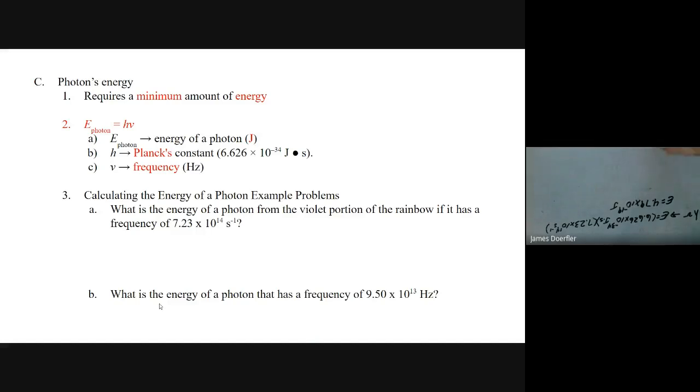3B. What is the energy of a photon that has a frequency of 9.50 times 10 to the 13th hertz? So again, in these two problems, they've used both of the labels that you can use for frequency, s to the minus 1 and hertz. And like I said yesterday, when you are solving it mathematically, using s to the minus 1 is better because that's a unit that you can cancel out when needed, okay?